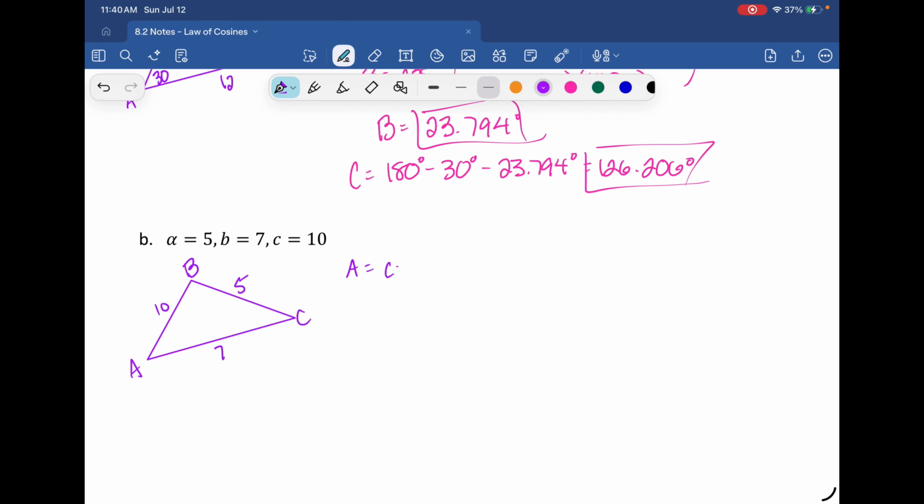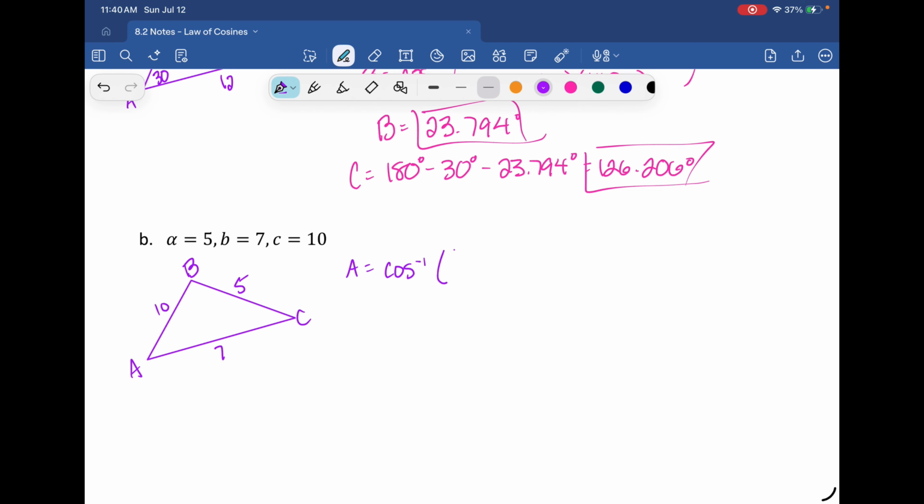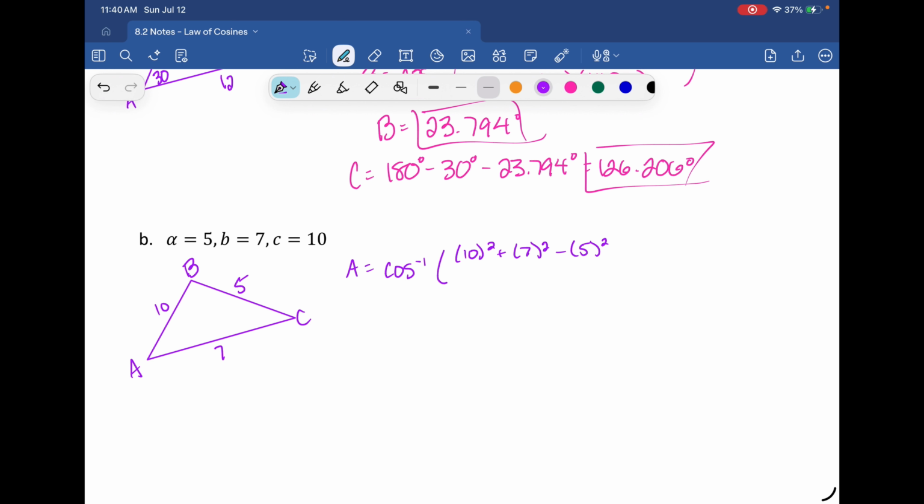So A equals the inverse cosine. And I want the sides that are next to. That'd be the 10 and the 7. So 10 squared plus 7 squared minus the side that's opposite over 2 times both adjacents. And then we're going to put that in the calculator.